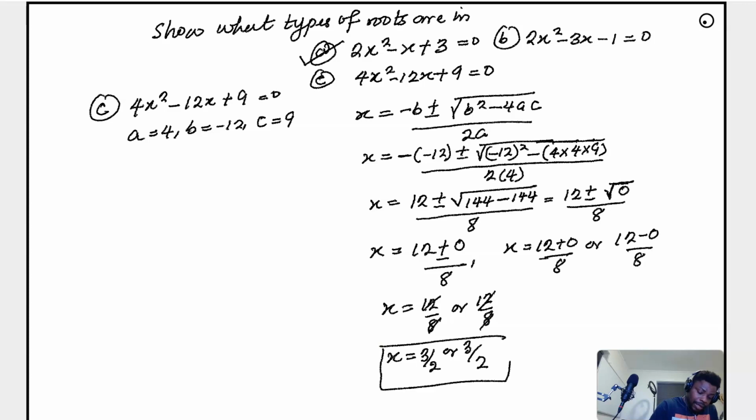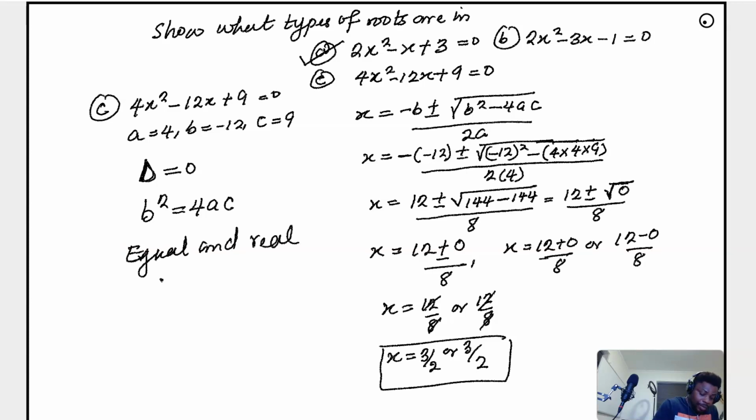Now you can see here that the roots are the same. So that is why when D is equal to 0, which simply means b squared is equal to 4ac, the roots will be equal and real roots. So you can see they are equal. 3 over 2, 3 over 2 are the same. They are equal, and they are real because it is not a complex number.